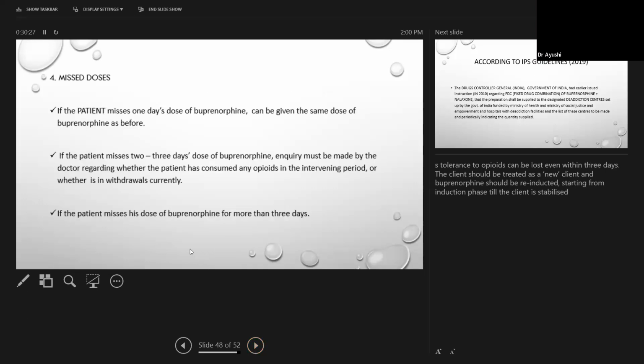Then what we have to do when the patient has missed any dose. If the patient misses 1 day's dose of buprenorphine, it can be given at the same dose as before. If the patient misses 2 to 3 days' dose of buprenorphine, then inquiry must be made by the doctor regarding whether the patient has consumed any opioid in the intervening period or whether he is in withdrawal currently. And if the patient misses his dose of buprenorphine for more than 3 days, then he has to be restarted again from the first dose. He should be treated the same as he was treated on the first day.